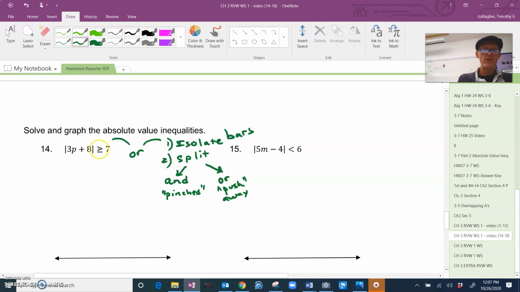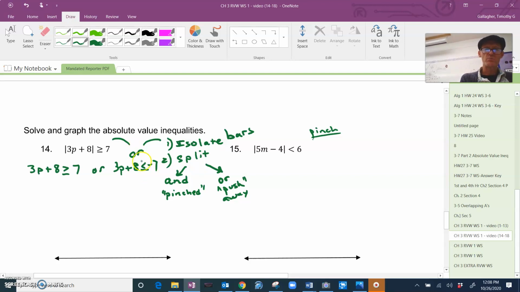Now, this one's greater than or equal to 7, so this one's an OR problem. This is a less than, so this is a pinched problem. It's a pincher. Okay, so we're going to drop the bars and split. So we write 3p plus 8 greater than or equal to 7, or 3p plus 8 less than or equal to negative 7.